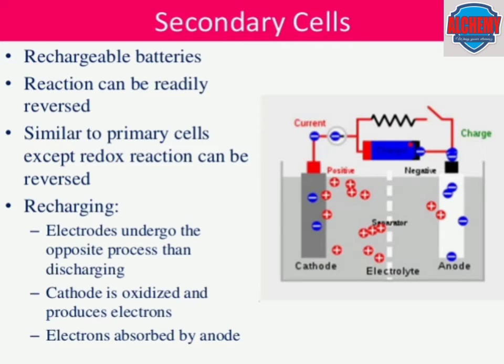On the other hand, secondary batteries are rechargeable. The reactions occurring in a secondary battery can be readily reversed. Secondary batteries are very similar to primary batteries except that the redox reaction can be reversed. In secondary cells during recharging, the electrodes undergo the opposite process than during discharging. The cathode is oxidized and electrons are produced. The produced electrons are absorbed by the anode.